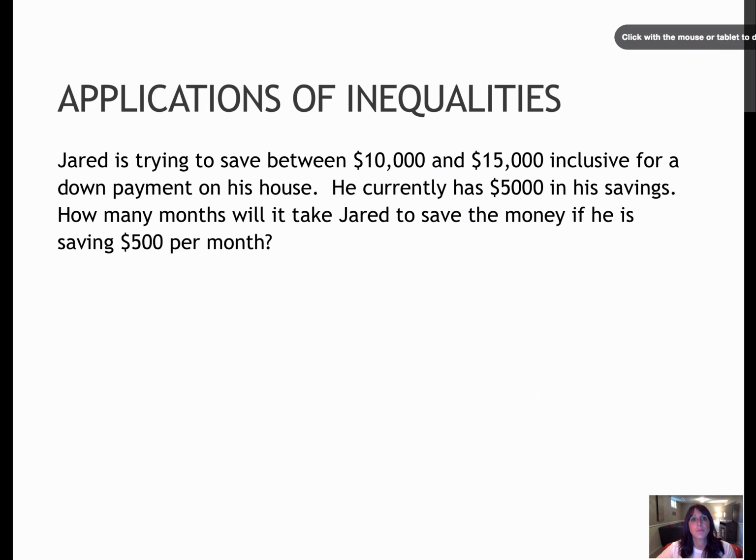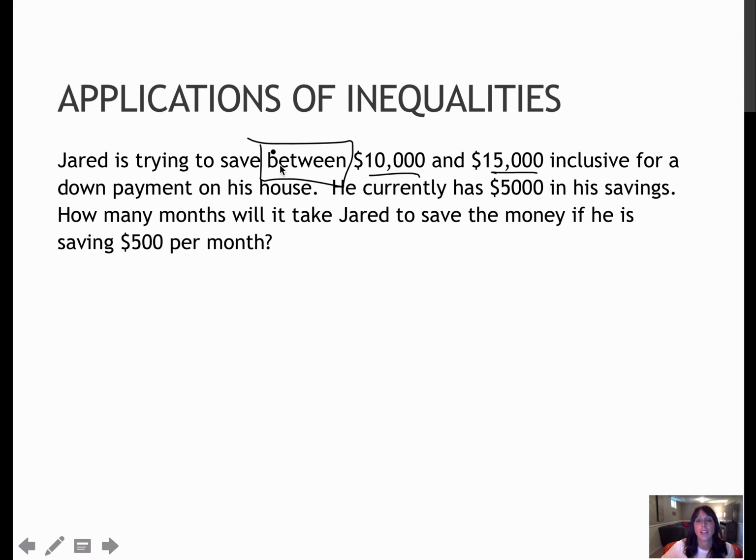Here's another question. It says Jared is trying to save between 10,000 and 15,000. This word between tells me a lot, because I know from dealing with those inequalities before that I'm going to have some value that is less than or equal to something, which is less than or equal to some other value.